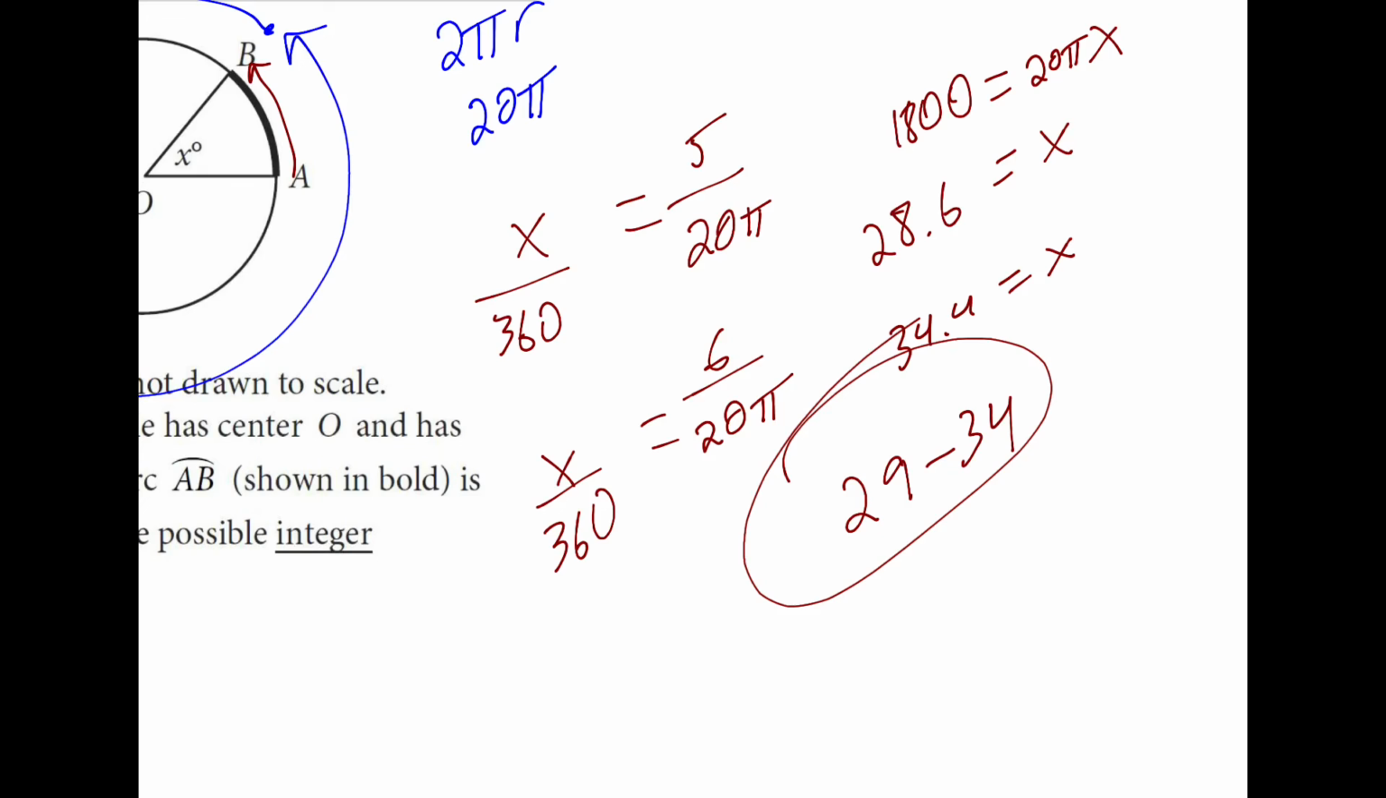I'm looking for an integer somewhere between these two ranges. At least 28.6, at most 34.4, and it has to be an integer. So the answer is going to be anywhere between 29 and 34.